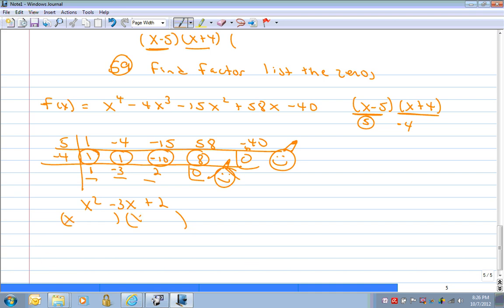So we have an x and an x. Multiply to 2, add to negative 3. I believe that will be a negative 2 and a negative 1. And so that would be the other factors. So x minus 2, x minus 1. I'm not picky at all about the order of your factors. Matter of fact, I would prefer you just put them in the order that you find them. The x-intercepts for this, or the solutions, would be 5, negative 4, 2, and 1. And that would be the answer to this problem.